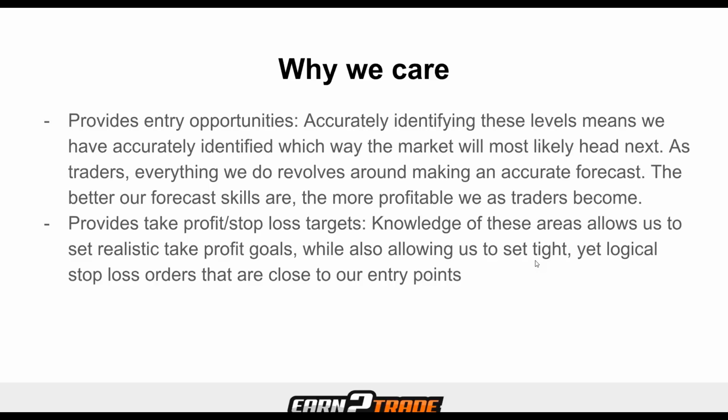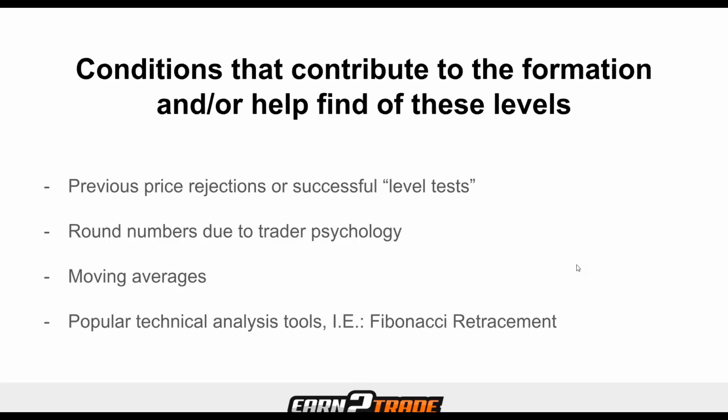But moving along here. Conditions that contribute to the formation of, and help find, these levels. So previous price rejections or successful level tests, that's one. We have round numbers due to trader psychology, which we'll talk about further, of course. And then moving averages, as well as popular technical analysis tools like Fibonacci Retracement. Arguably, these are probably the four most common ways that traders are actively finding these areas of support and resistance in the market today.